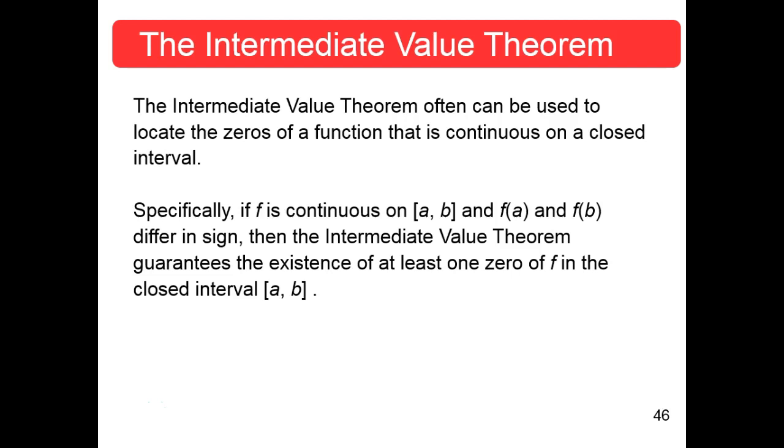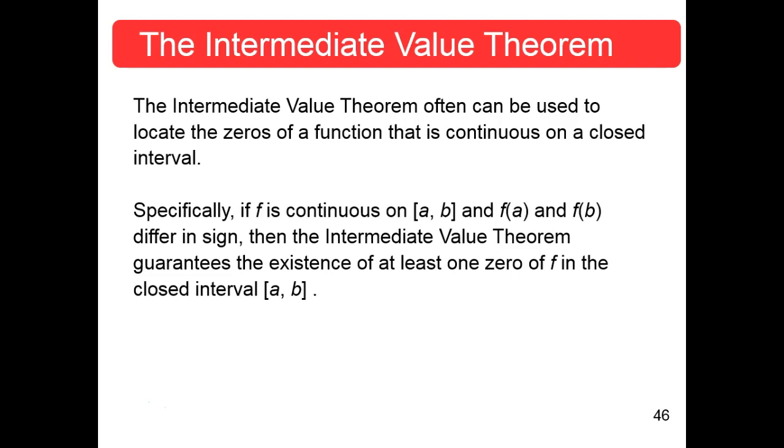So the intermediate value theorem often can be used to locate the zeros of a function that is continuous on a closed interval. And guess what? We've been looking for zeros of functions, right? Those rational functions, where the denominator q of x, we need to know where those zeros are, so we have to exclude those values from the domain of our rational function.